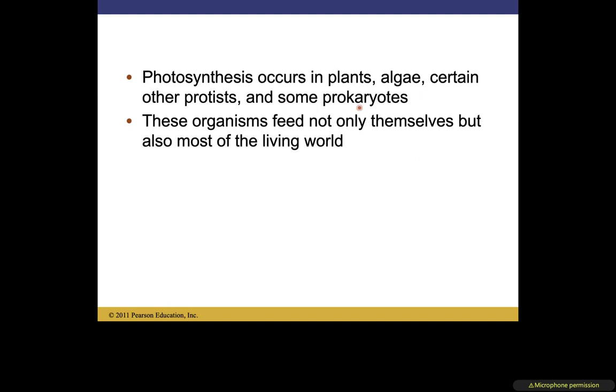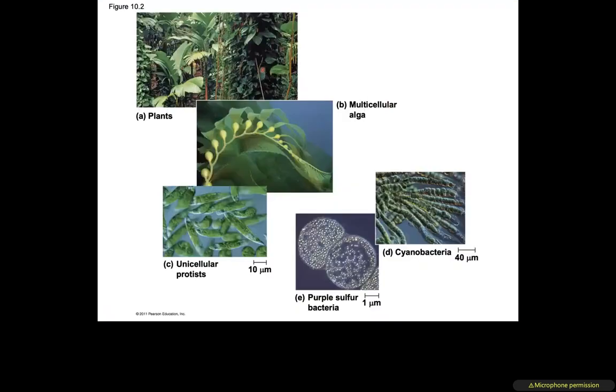And so these organisms, all of the autotrophs, they not only feed themselves, like I was telling you before, but they feed other organisms through that food web. So here is your example of your plants. Here's your example of multicellular algae. Multicellular algae such as kelp or seaweed, if you want to say.